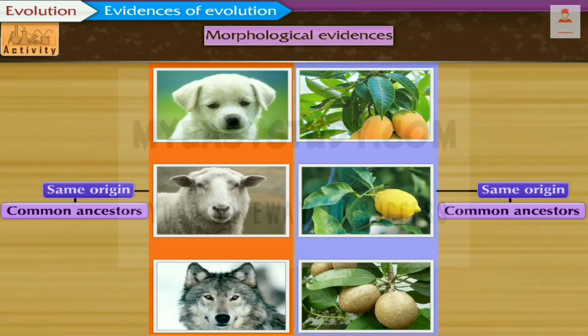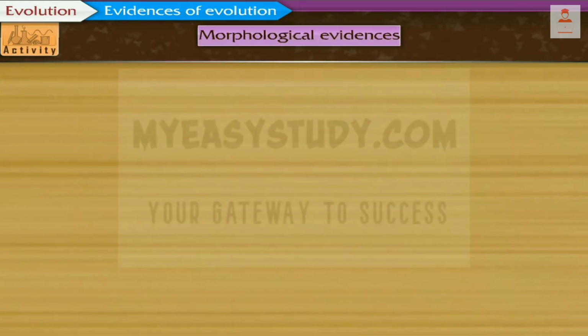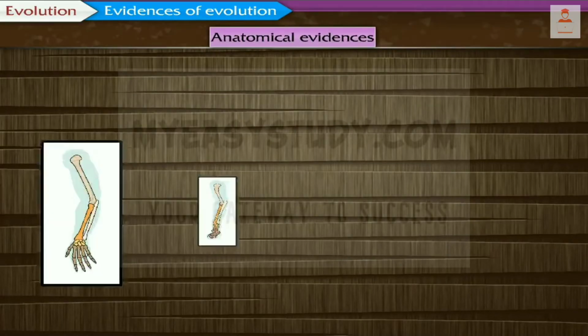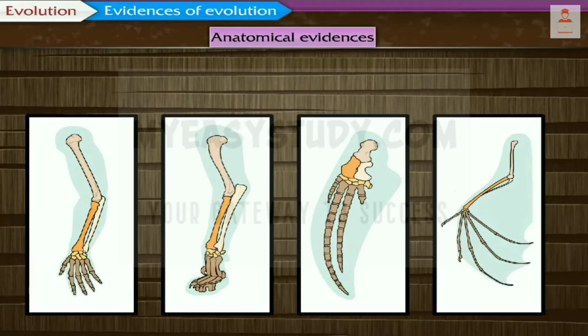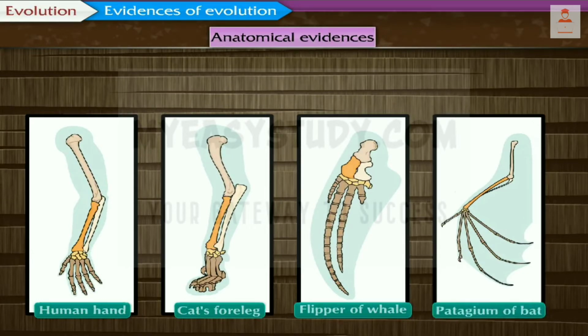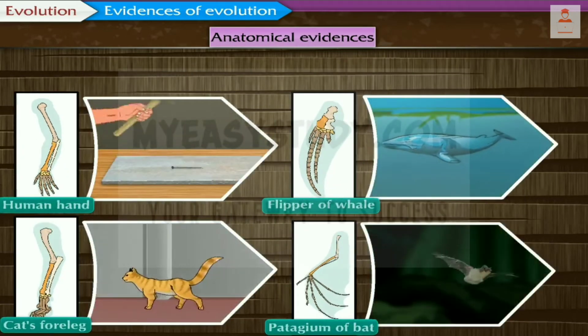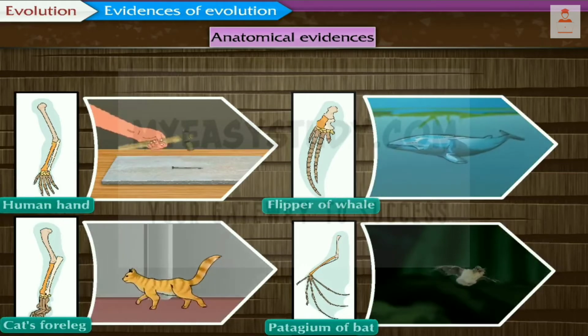After studying about morphological evidences, let us see how anatomical evidences help to support and study about evolution. Anatomical evidences. Here, structure of bones of human hand, cat's foreleg, flipper of whale, and patagium of bat is shown. When we carefully observe these structures, there doesn't seem any superficial similarity between these structures. Use of each of these structures is also different in respective animals.